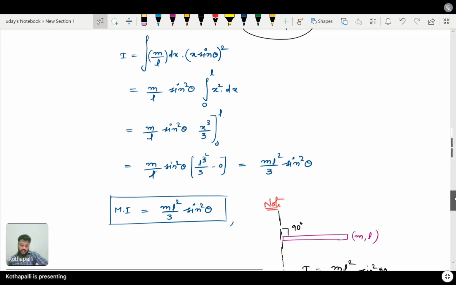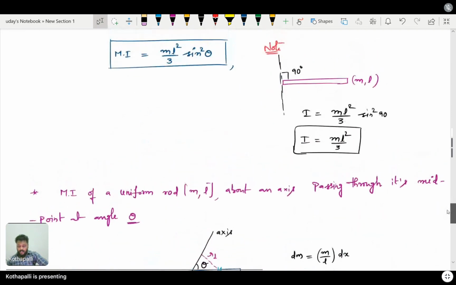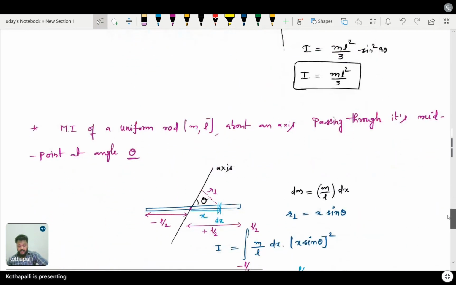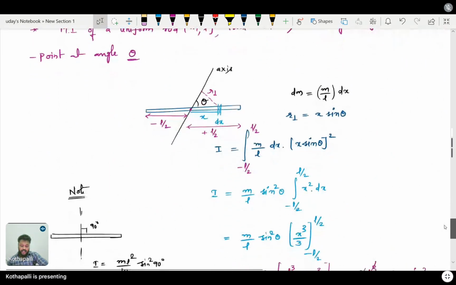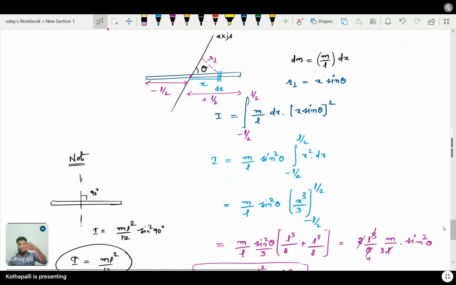Nothing more than that. So the derivation part is not important for NEET students, but the final results of both the cases are very important. See, have a look here. Almost everything is the same. Just we took the limits from minus L by 2 to plus L by 2. Nothing more than that.